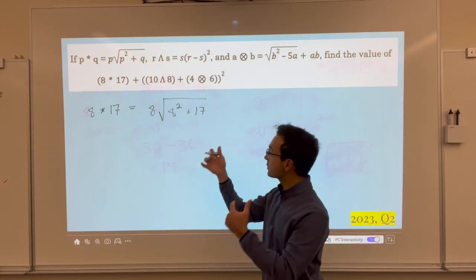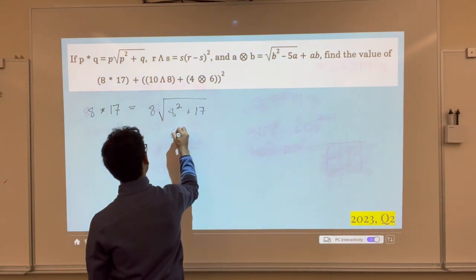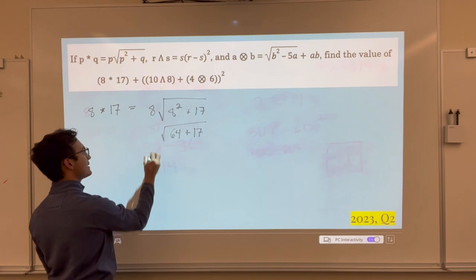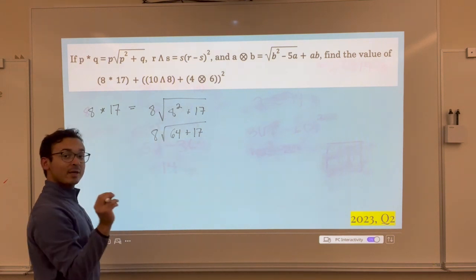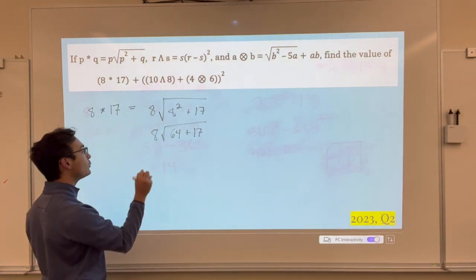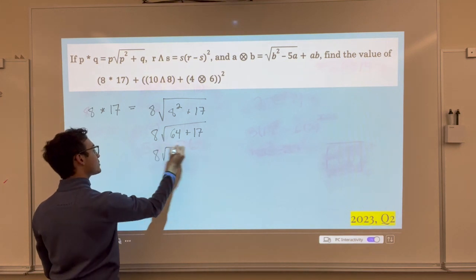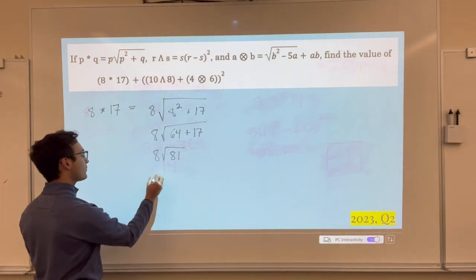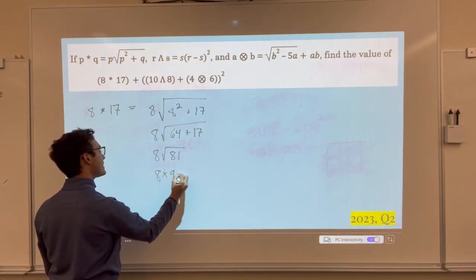Now, we know that 8 squared is 64. So we're evaluating the square root of 64 plus 17 times 8. We know that 64 plus 17 is 81, so it's 8 times the square root of 81, and of course the square root of 81 is 9. So we're left with 8 times 9, which is 72.